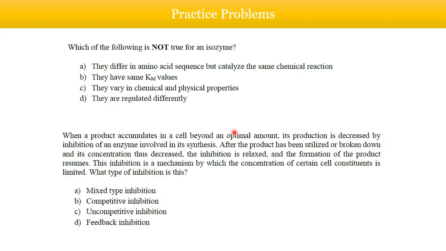Now, when a product accumulates in a cell beyond an optimal amount, its production is decreased by the inhibition of an enzyme involved in its synthesis. After the product has been utilized or broken down and its concentration thus decreased, the inhibition is relaxed and the formation of the product resumes. This type of mechanism by which the concentration of certain cell constituents is limited, what type of inhibition is this?